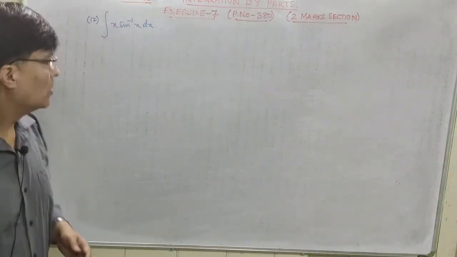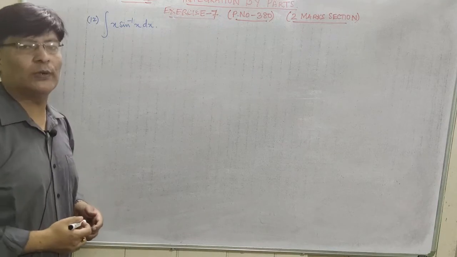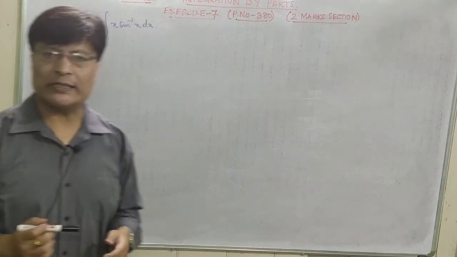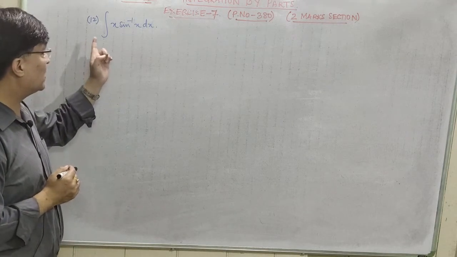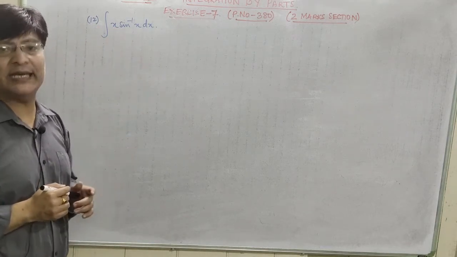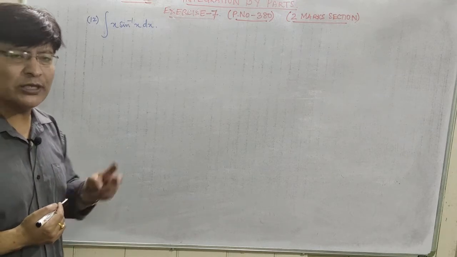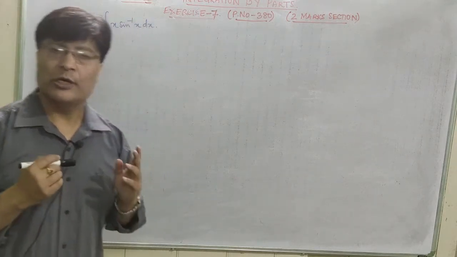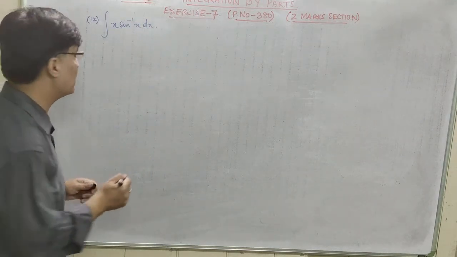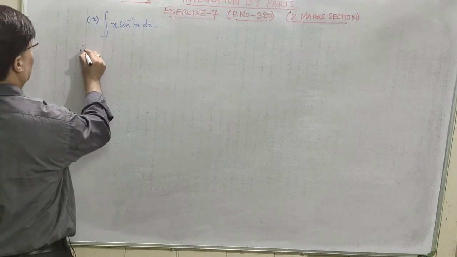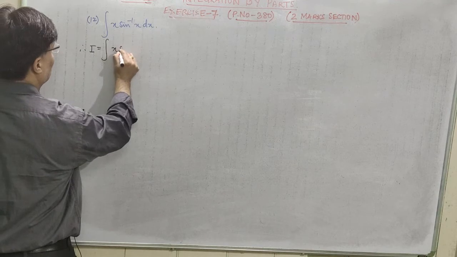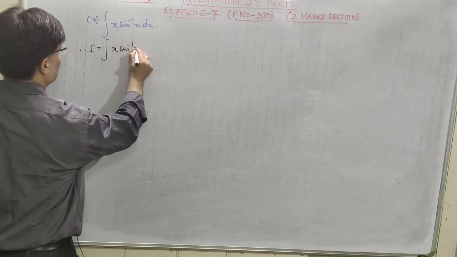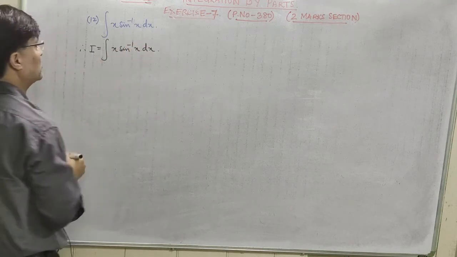So now we'll do the next question, that is question number 12. You have to evaluate this integration. The question is, you have to integrate x sine inverse x dx. This is also the product of two different functions. So in this case also you have to use integration by parts. So let us write it first as I is equal to integration of x sine inverse x dx.